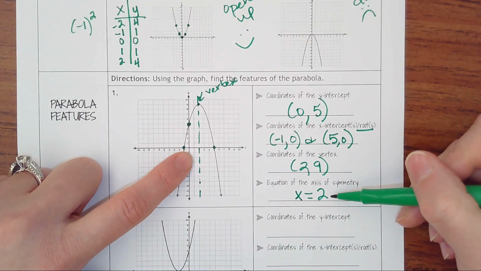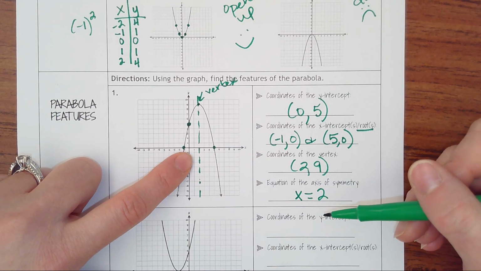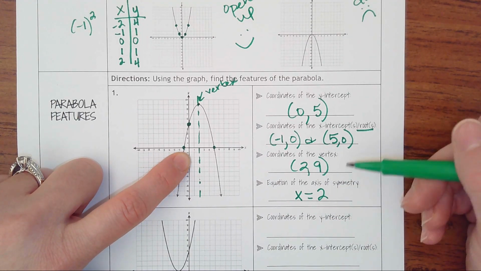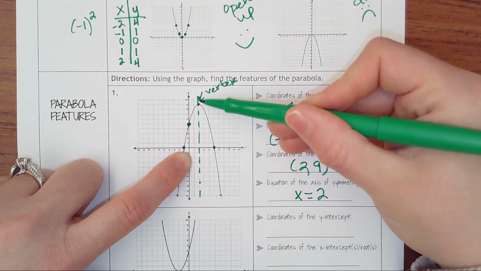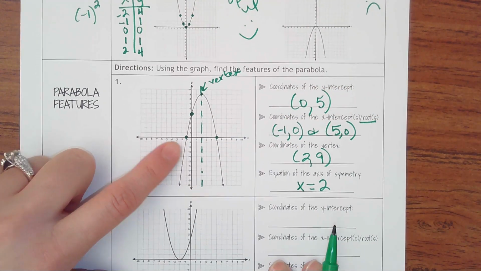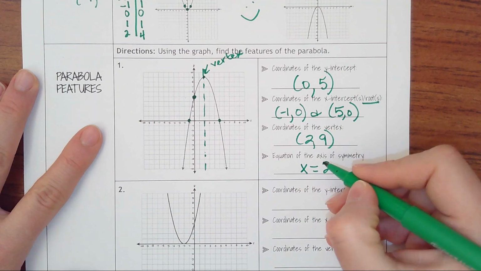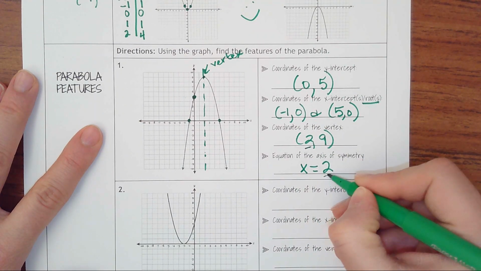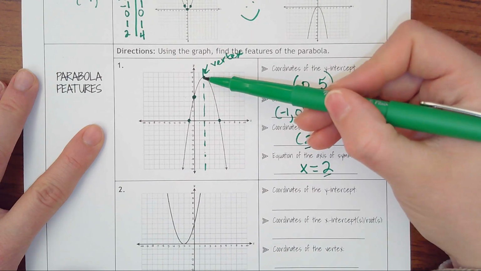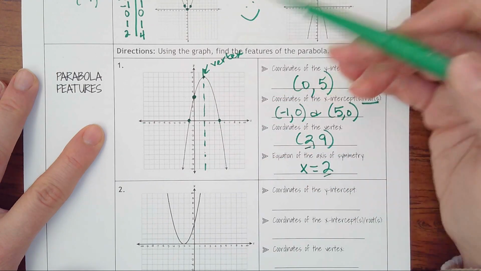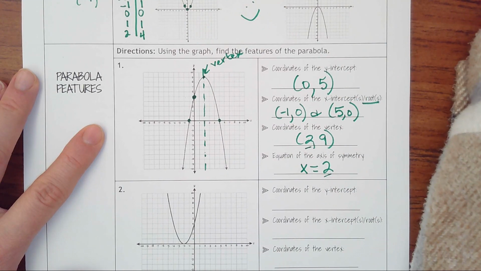Okay, very important. You can't just say 2. 2 is not a number, it's not a line, it's nothing. You have to make an equation which is x equals 2. So if I were to graph it on my calculator, it would make this vertical line. And you should notice that the vertex has an x value that's the same as the axis of symmetry. That will happen every single time because the axis of symmetry cuts through the vertex.